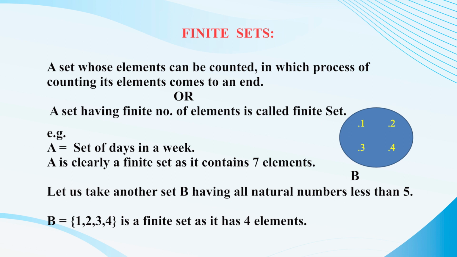A is clearly a finite set as it contains 7 elements. Let us take another set B, which contains all natural numbers less than 5. B will have the elements 1, 2, 3 and 4. Here set B contains 4 elements. So, this is a finite set. If we consider this circle as set, it will have 4 points to show elements 1, 2, 3 and 4.